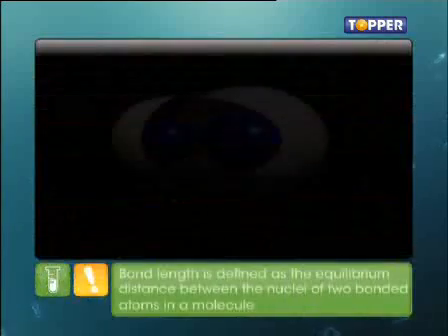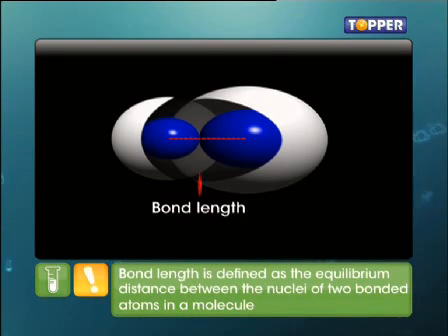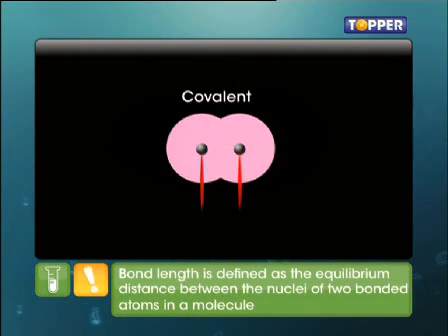I am sure you can figure out which of the two radii will be bigger. Since atoms are pulled close to each other, the covalent radii will obviously be smaller than the van der Waals radii. Now, what about different parameters of a bond? Let's start with bond length. In a molecule, the equilibrium distance between the nuclei of two bonded atoms is known as bond length. And as you can see, the covalent radius is half this distance.